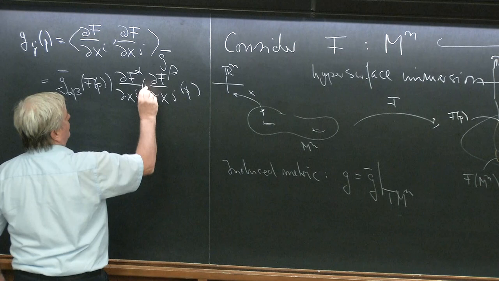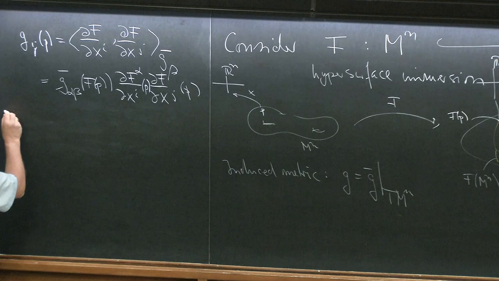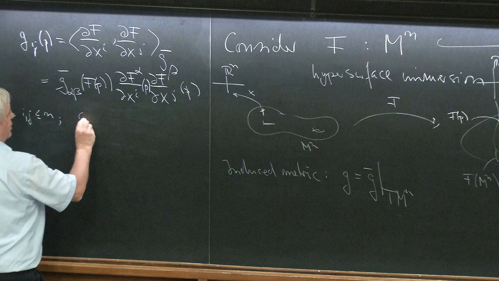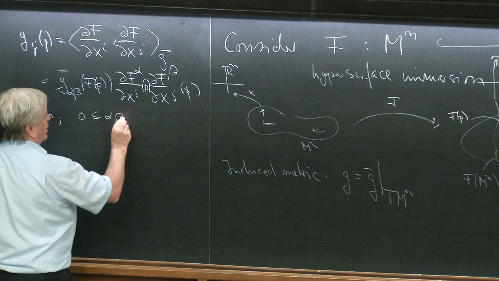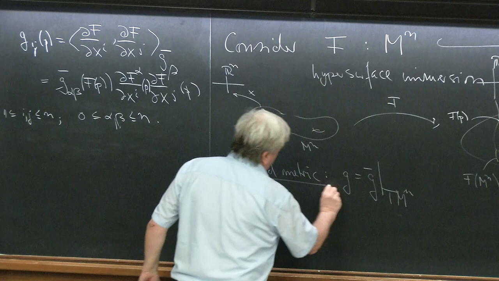And here, by convention, the indices i and j run between 1 and n, and the Greek indices alpha, beta refer to the target manifold and they run from 0 to n. So this is the first structure you have to take into account.